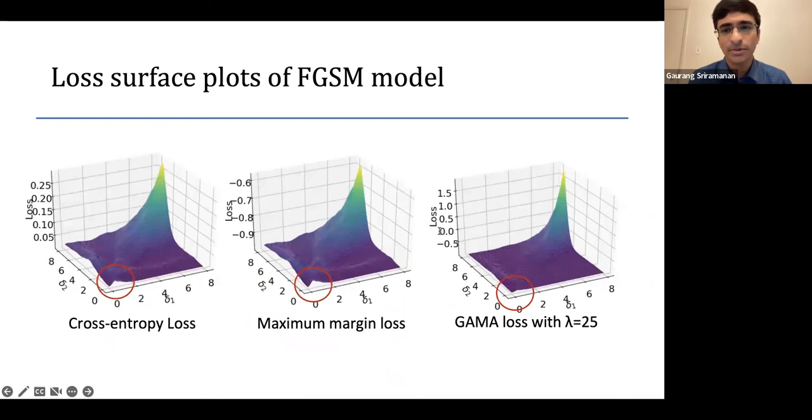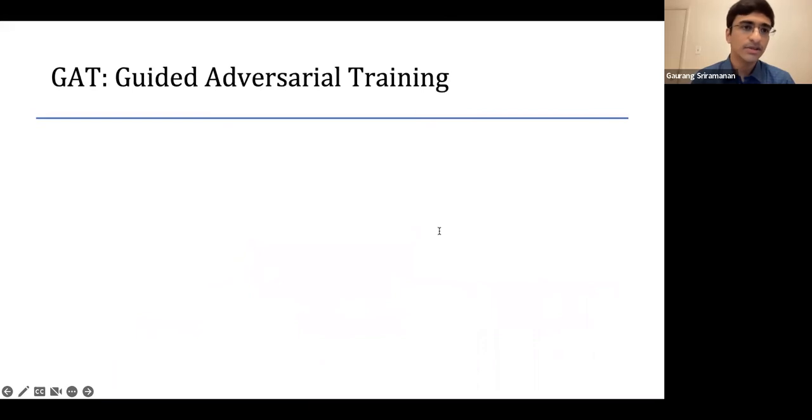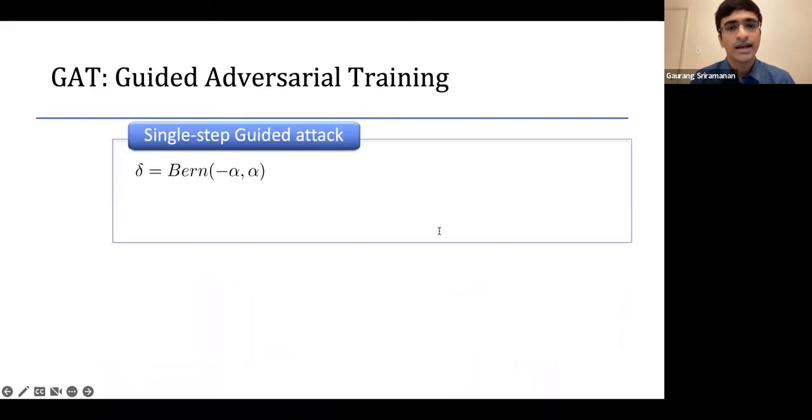As we have seen earlier, this proposed L2 relaxation term smoothens the loss surface and results in more reliable gradients initially, and thus yields stronger attacks. This makes it possible and suitable for the generation of adversaries in single-step adversarial training. And based upon this, we propose a single-step defense called guided adversarial training, and I'll present the algorithm here. Initially, we add Bernoulli noise of magnitude alpha to the input image in order to escape any possible gradient masking which might possibly occur in the vicinity of the data sample itself.